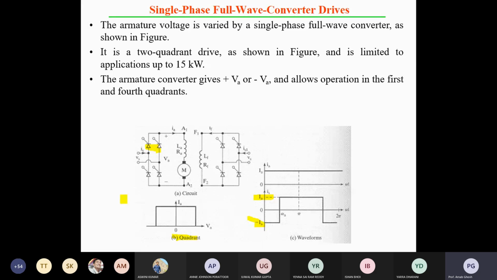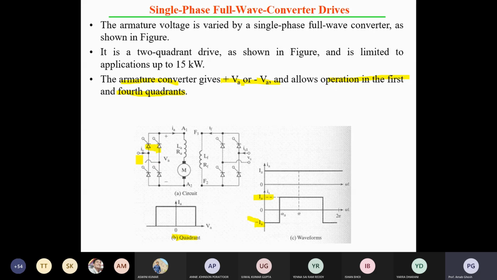So armature voltage gives plus VA or minus VA for the operations in the first and fourth quadrant. That means when you are changing that terminal from plus VA to minus VA, how much voltage stress will be observed across your switches? That is VA minus of minus VA, or minus VA minus plus VA. So minus 2 VA and plus 2 VA. So the change is also possible.